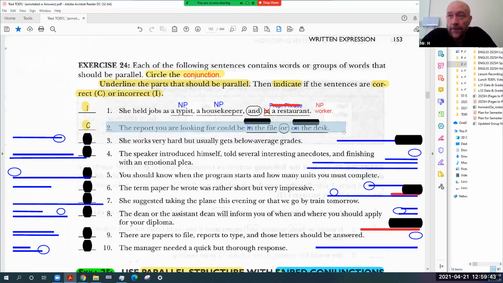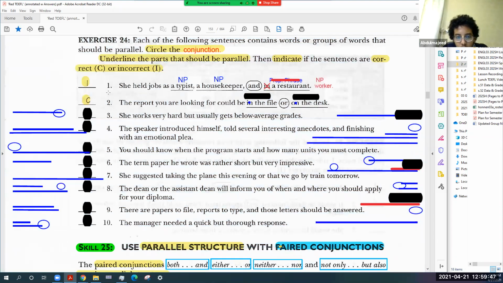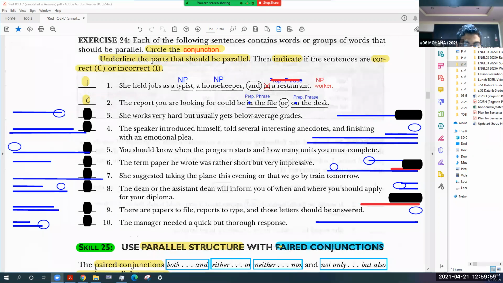I think it is a preposition phrase. That's right. And it's parallel, right? It's parallel. All right, gentlemen, are you ready? Let's start now. Go. Number 1, everybody put incorrect. Number 1 is incorrect. Number 2 is correct, okay?